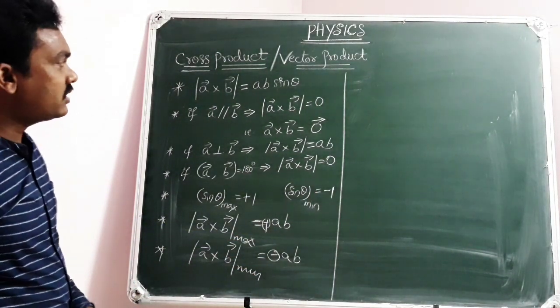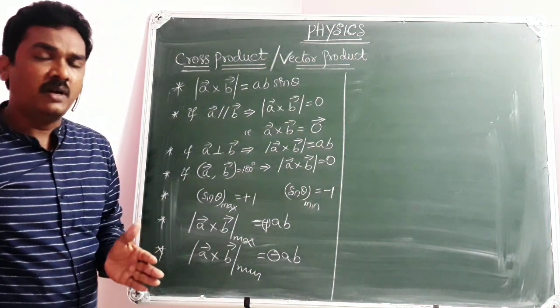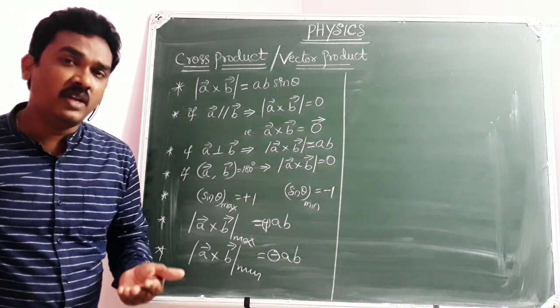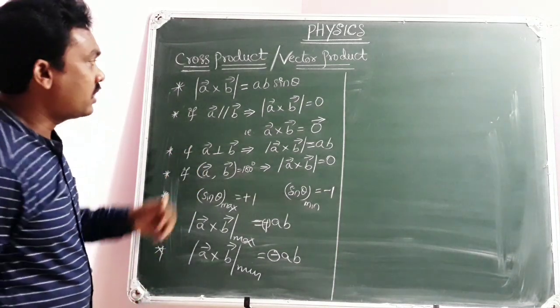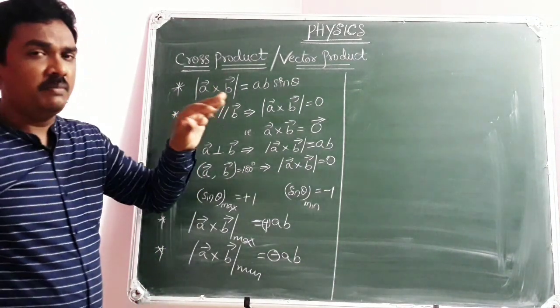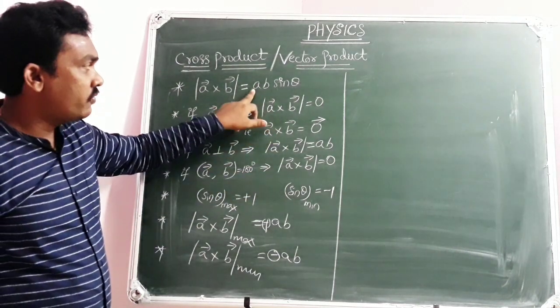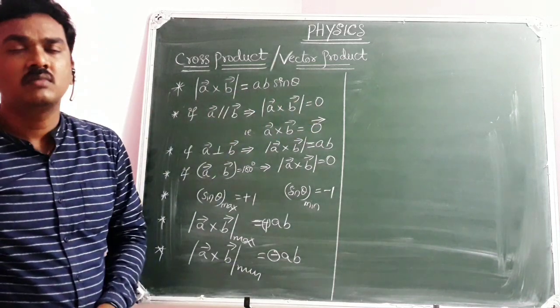So here, the very interesting point that you learned even in the earlier dot product: A bar dot B bar is written as AB cos theta, when the magnitudes of A bar, B bar and the angle between them are known. Similarly, A bar cross B bar can be calculated using this formula, when the magnitudes of A bar, B bar and the angle between them are known to us.